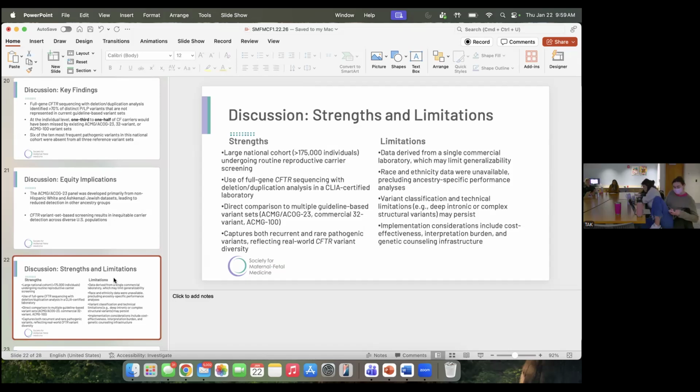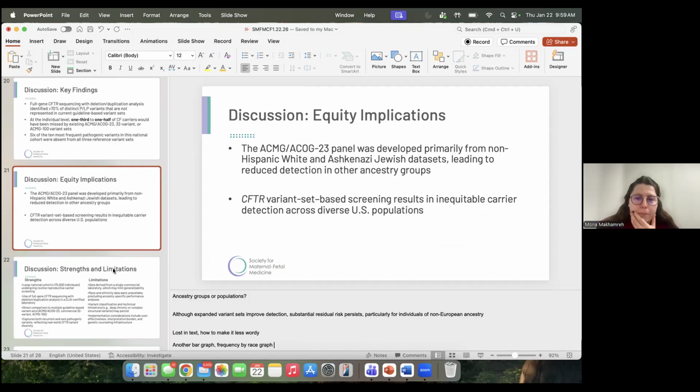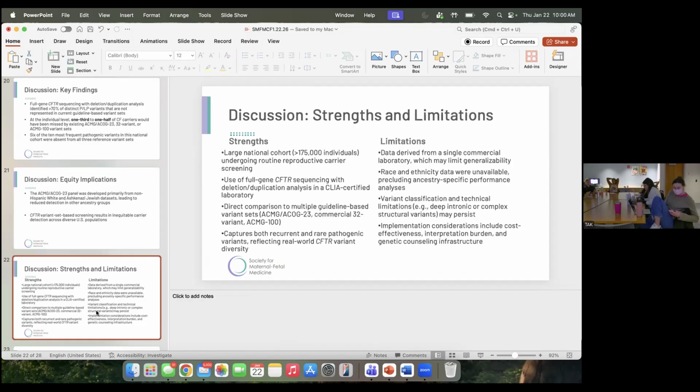The other thing that you can do in that equity implication slide is, again, have another bar graph showing the carrier frequency by race, to highlight that this is not just a Caucasian problem, but a Caucasian detection problem, right? So something like that. Okay. So just illustrating the groups that are being missed, basically, in graphic form. This can be 2 slides.